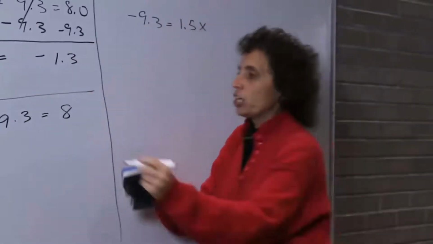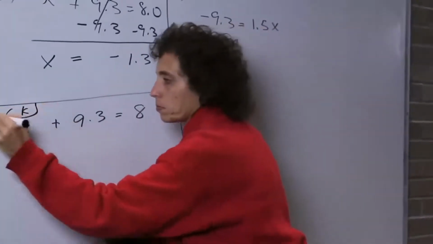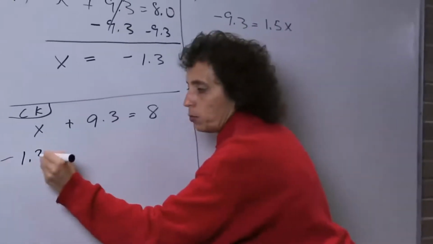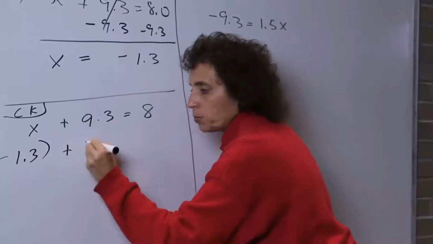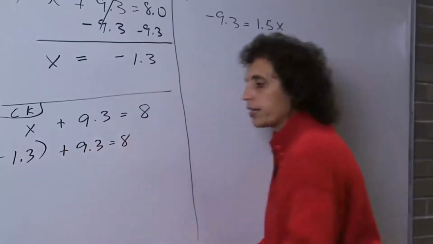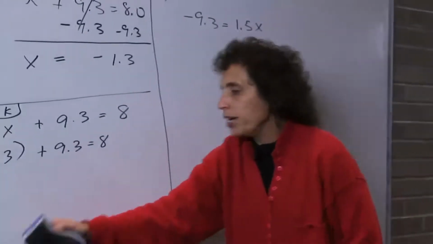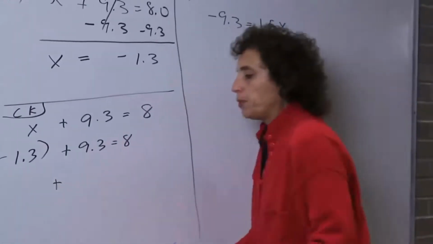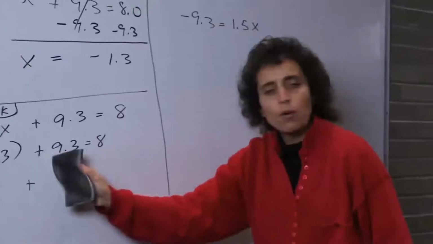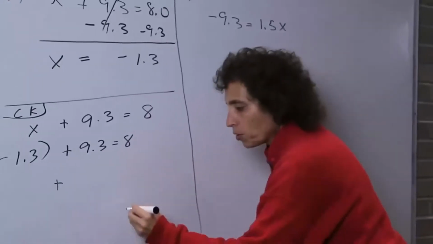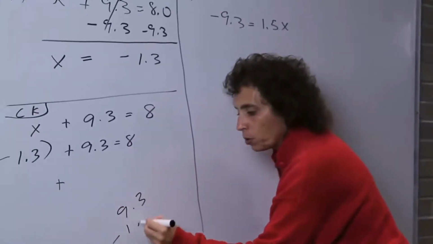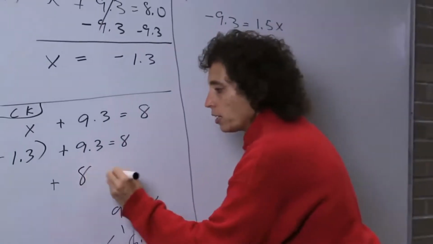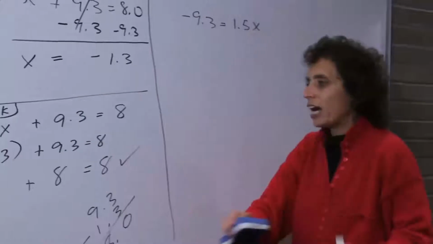Okay. This is the check. X is negative 1.3. Negative 1.3, don't forget your parentheses, plus 9.3 equals 8. I owe 1.3. I have 9.3, so you know you have more than you owe. So that means it's going to be a positive. But now I have to subtract these. So 9.3 minus 1.3 is 8. So this is 8, which equals 8. We're all checked out. It's beautiful.